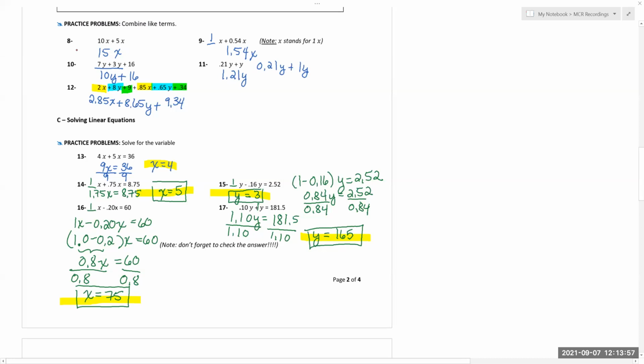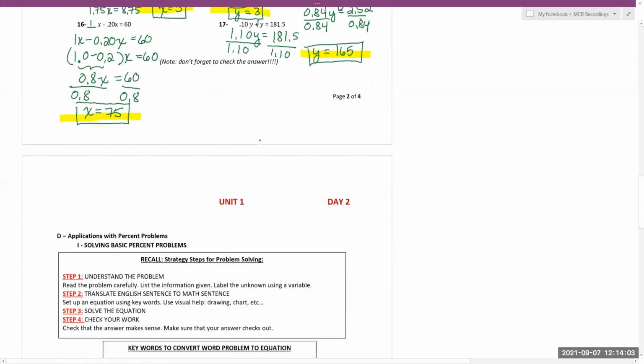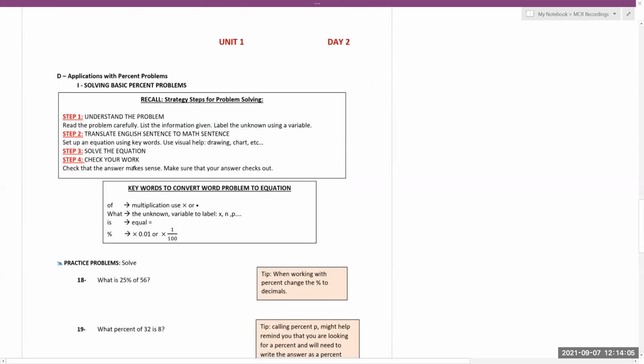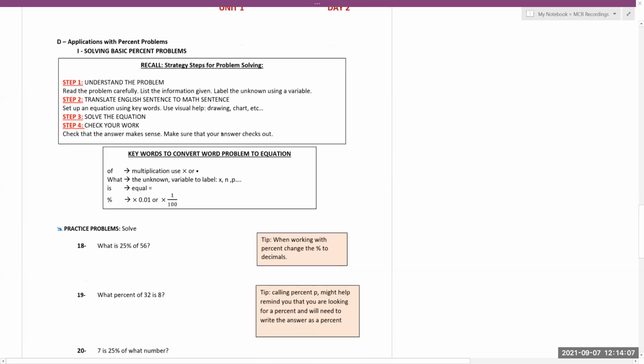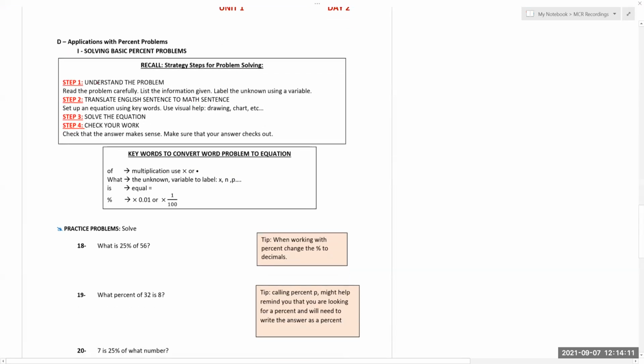Okay, so hopefully that went well for you. Then we're going to move on and add these in to basic percent problems. So if we recall the steps for problem solving from day 1, we understand the problem and we figure out what we're looking for. Are we looking for a percentage? Are we looking for just an unknown variable? Like number of apples, what are we looking for?